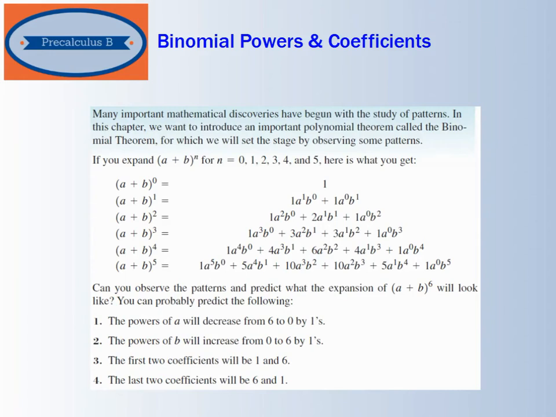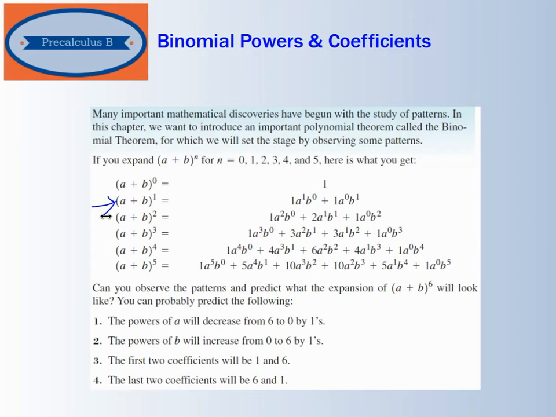For example, a plus b to the 0 is going to equal 1. A plus b to the first is just a plus b, or 1 a to the first b to the 0 plus 1 a to the 0 b to the first. It's just another way of writing a plus b.